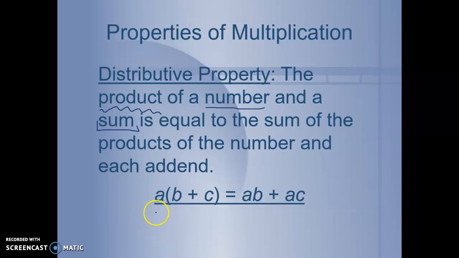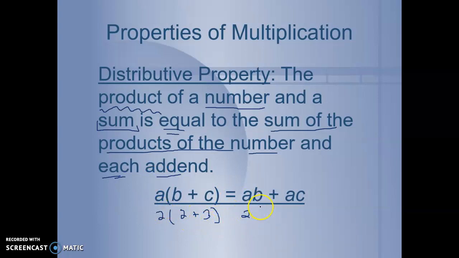So let's say the product of 2 and the sum of 2 plus 3. Remember, sum is just an addition sentence. Sum is what we get when we add two numbers together. So the product of a number and a sum is equal to, we know what that means, 2 times 5, the sum of the products of the original number and each addend. So I can take that original number and multiply it by each addend.